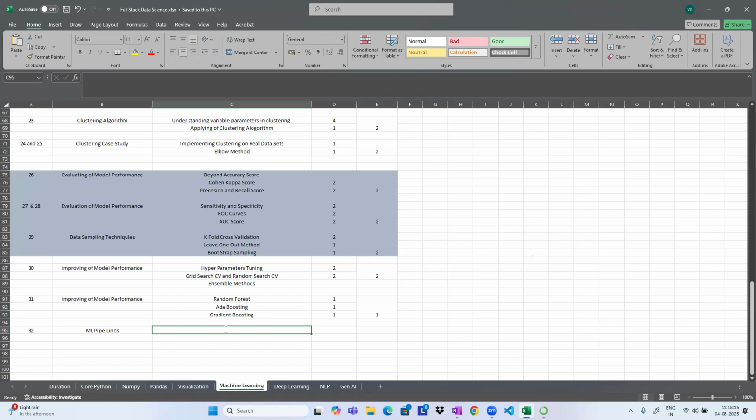I'll write it as implementing ML pipelines, how ML pipelines are created, with implementation, guys. I'll tell you what that involves. We are going to use something called pipelines and column transformers. Column transformers and pipelines, these are some of the things we are going to work with.